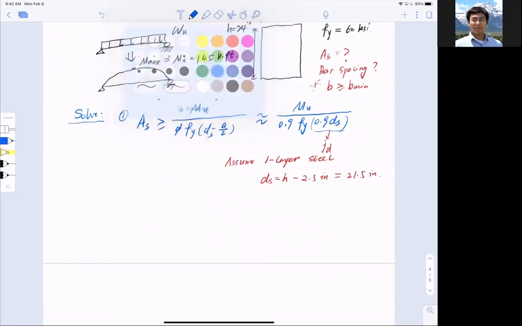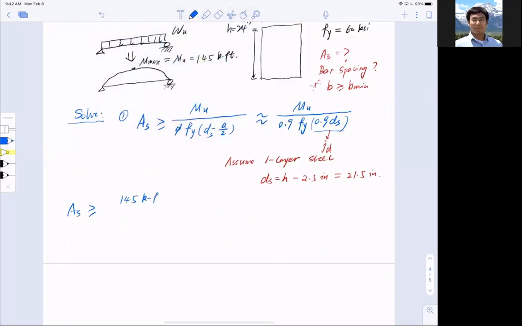So AS has to be greater than the top, which is 145 kip-foot. Because I know this has to be in inch squared, I want to convert everything into pounds and inches. So this is kip-foot. I have to multiply by 12 inch per foot to convert it to inch, and I have to multiply by 1,000 pound per kip to convert it to pound. Okay, this is on the top.